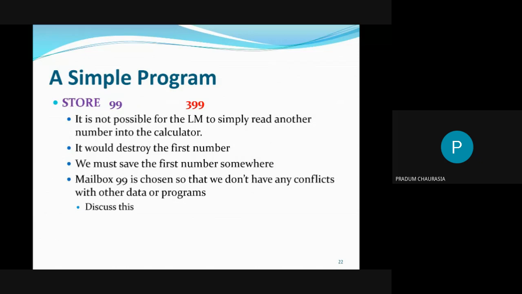Then what does he do? Store. We give the instruction store 99. So this code is 399, right? Store 99 is what I want the Little Man to do. So what is 99 here? XX, that's the location in the memory. In that memory location, I need to store something. What do I need to store? I need to store the input value.